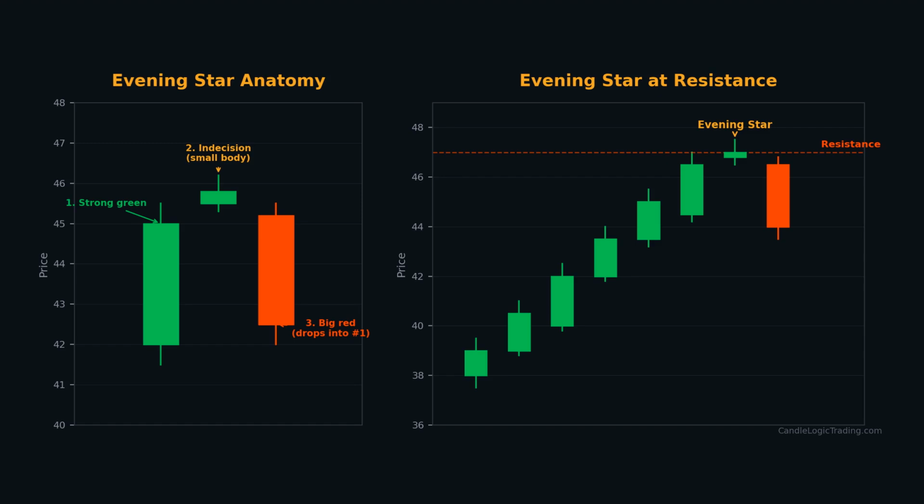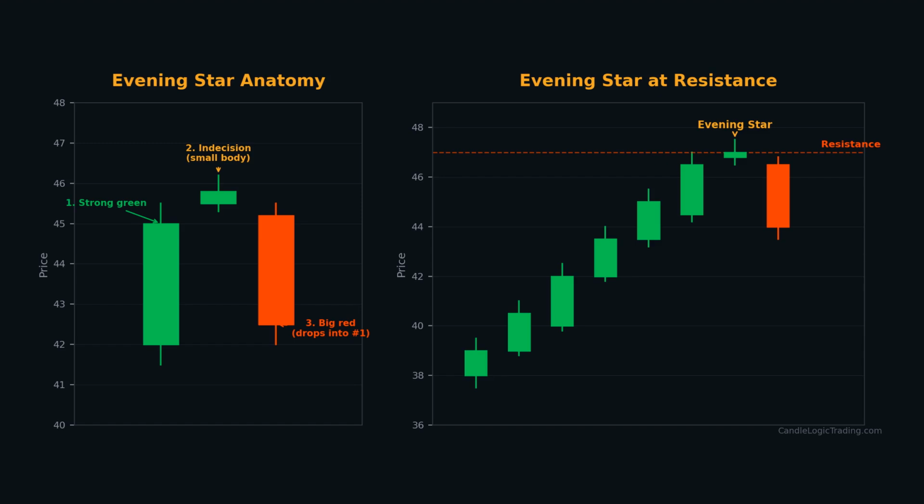Think of it like a sunset. The strong green candle is the bright afternoon. The small middle candle is the sky turning orange. And the big red candle is darkness falling. The trend's day is ending. Where it works: at the peak of an uptrend, especially at a resistance level, that little middle candle is your early warning. When you see momentum stall like that at the top, pay close attention to what comes next.